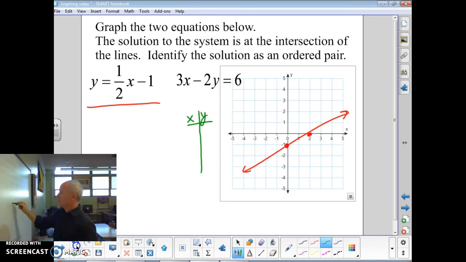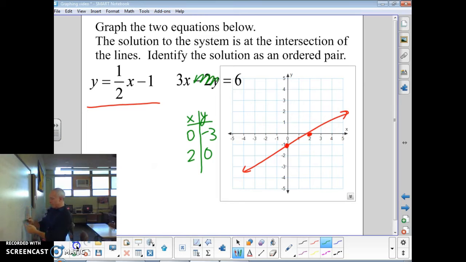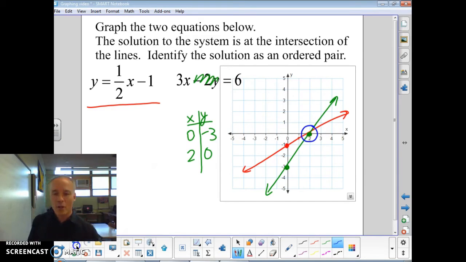So in this case, when x is 0, that eliminates this because 3 times 0 is 0. Now we just solve for y. y equals -3 when x is 0. How about when y is 0? 2 times 0 is 0. So it leaves us with just 3x equals 6. So when y is 0, x equals 2. So plot those points. When x is 0, y is -3. That's our y-intercept. When x is 2, y is 0. Hey, look at that.